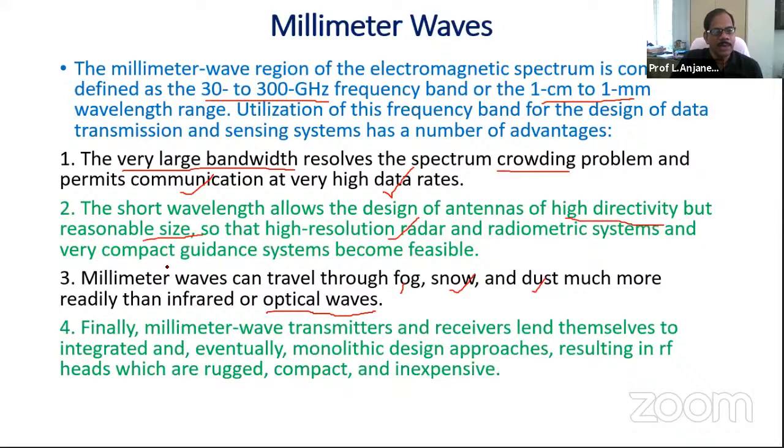gigahertz. And finally, millimeter wave transmitters and receivers we can integrate into a monolithic design. So it is possible to have the technology of monolithic microwave integrated circuits, called MMICs. Therefore very compact and very inexpensive circuits can be built.